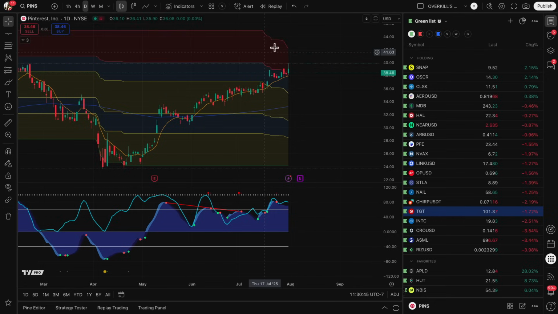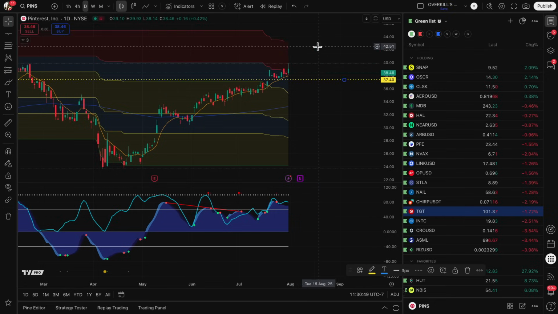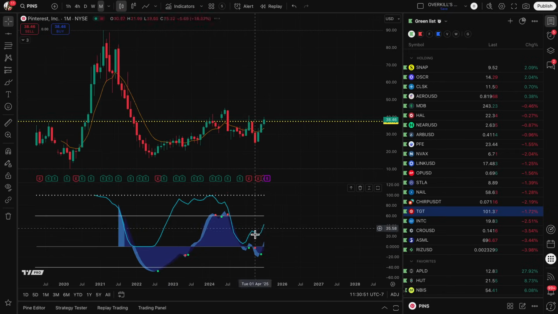But Pins is getting up here in the red zone, so I would either take some off the table here or set a stop loss at 37. You got the dot right there back in June. Or you could use sell strategy number 2 and wait till that comes back up to the white dotted line.